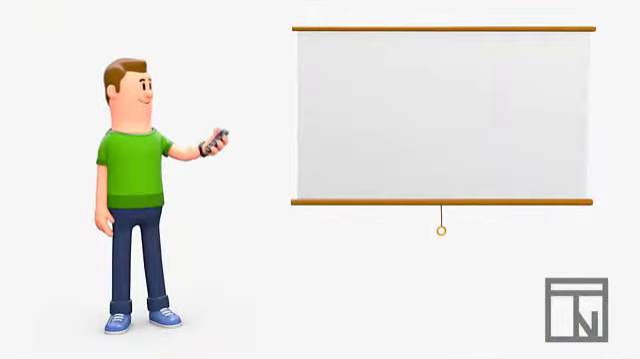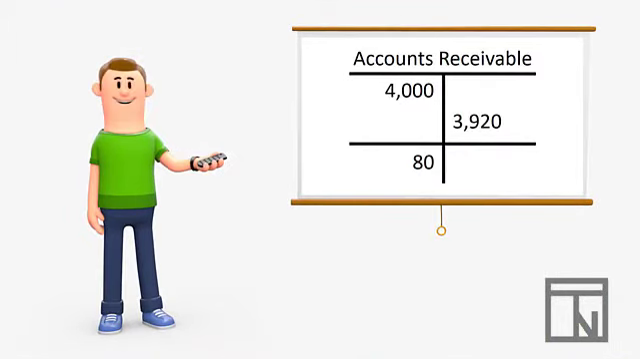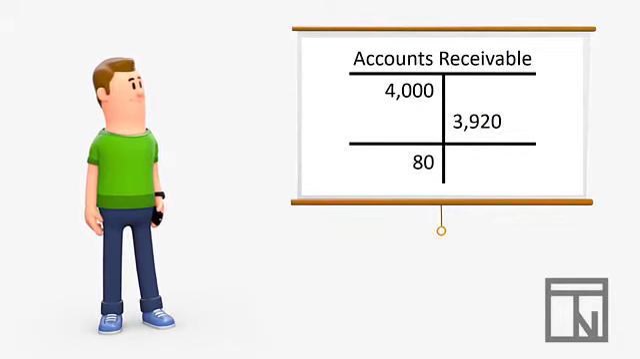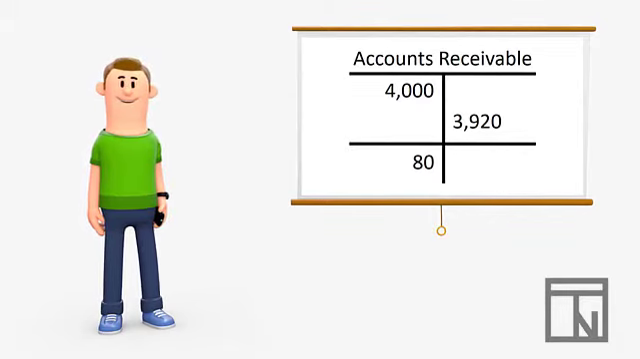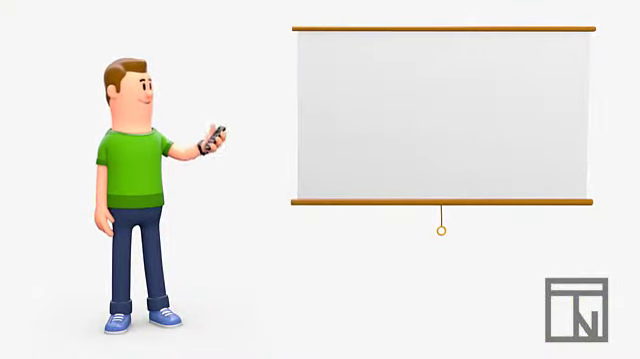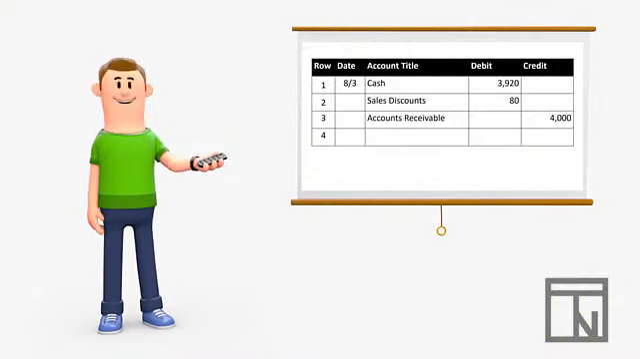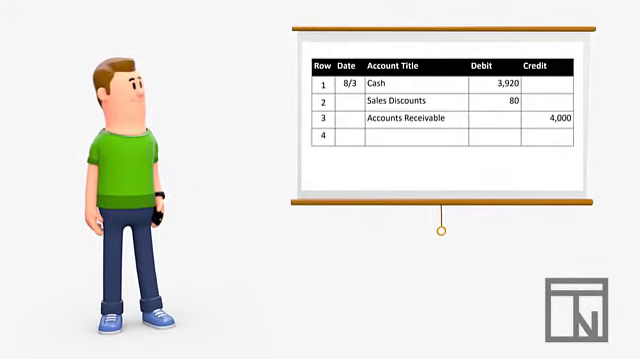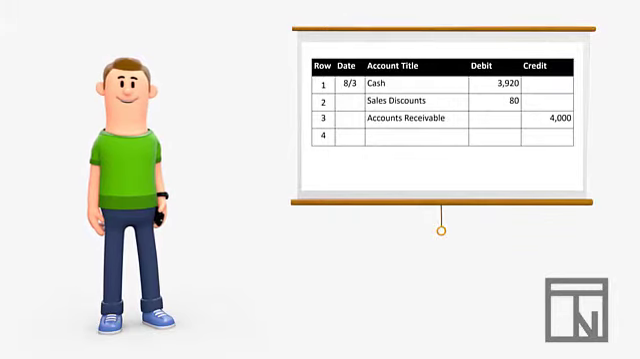If we credited accounts receivable for just the $3,920, it would leave $80 that the customer still owes. That's not right because the customer paid early and used the discount, so they don't owe us anything anymore. This means that we need to credit the accounts receivable for the full $4,000 to bring the balance to zero. The extra $80 difference will be a debit to an account called sales discounts.